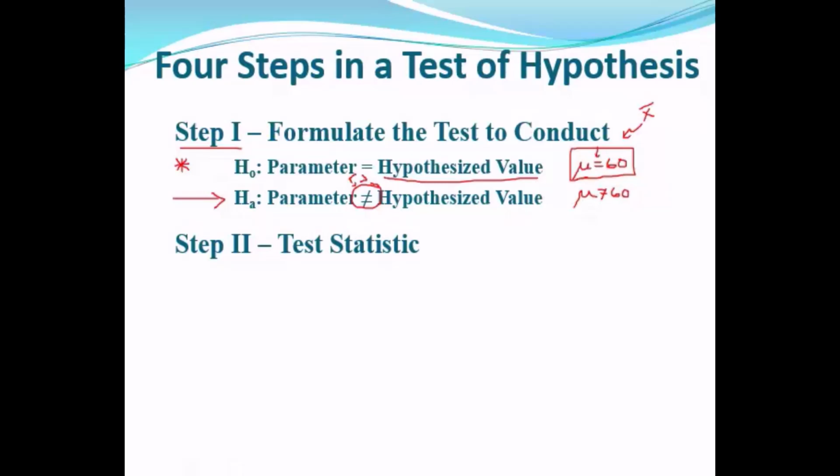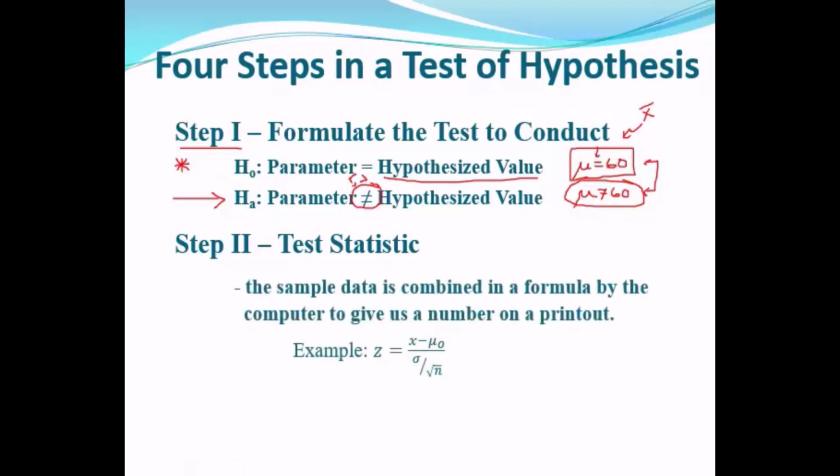The null and the alternative, the test says we're interested in comparing these two hypotheses. We're going to assume the null is true, but we're really interested in finding out, is the alternative really true? Am I going to collect some data and reach a contradiction, something that's going to make me doubt that the null hypothesis is true? So the test statistic is actually the sample data, combined in a formula by the computer. You're never going to have to do the math here, it gives us a number on a printout.